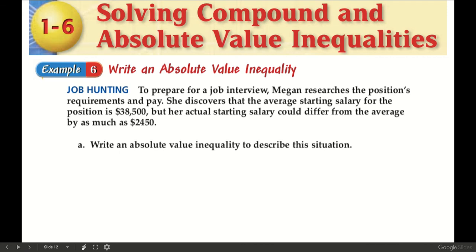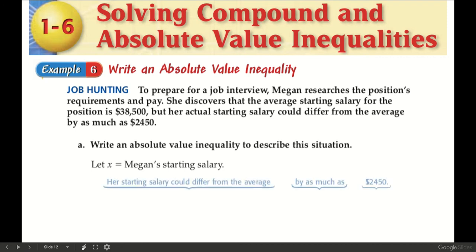So first thing I'm going to do is write an absolute value inequality to describe this situation. First I have to set the variable. So I'm going to let x be the variable, and it's going to represent Megan's starting salary, which can vary, right? Anything within that range. So her starting salary could differ from the average by as much as $2,450. So here's my absolute value, right?